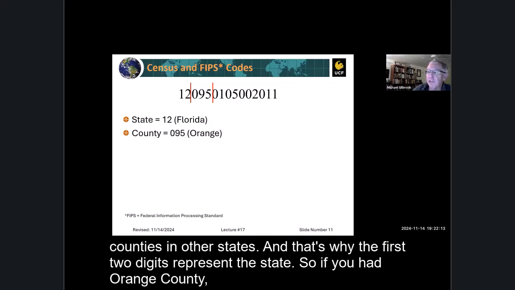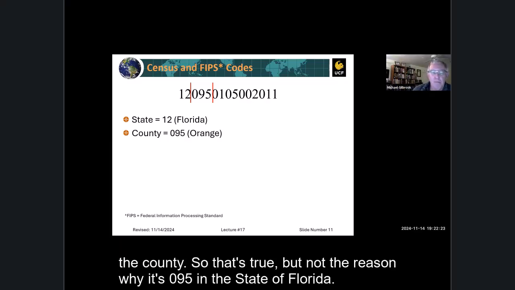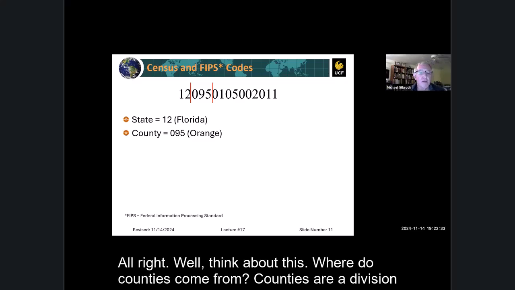And that's why the first 2 digits represent the state. So if you had Orange County, New York, there'd be a different 2-digit signifier for New York. And then they would have a number for the county. So that's true, but not the reason why it's 095 in the state of Florida. All right. Well, think about this. Where do counties come from?